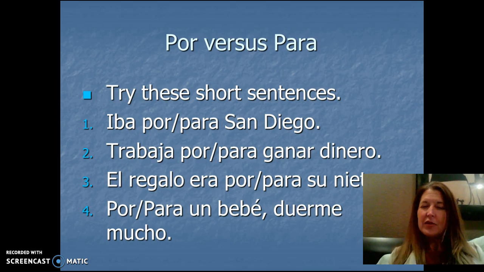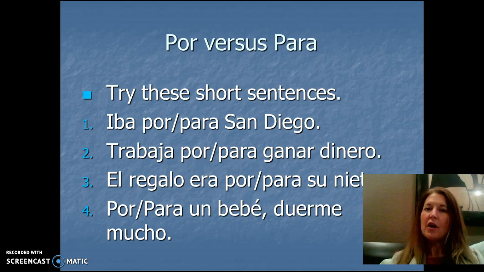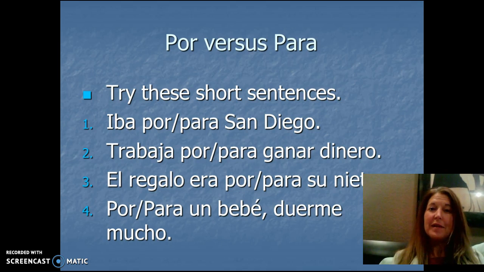Look at these short sentences. Por versus para. We haven't learned all the rules of por yet, but let's just look at what these sentences say. Iba por San Diego para San Diego. San Diego is a destination, so we're going to say para. Go ahead and try to do the rest. Por favor, hagan 2, 3 y 4. You can pause it as well.